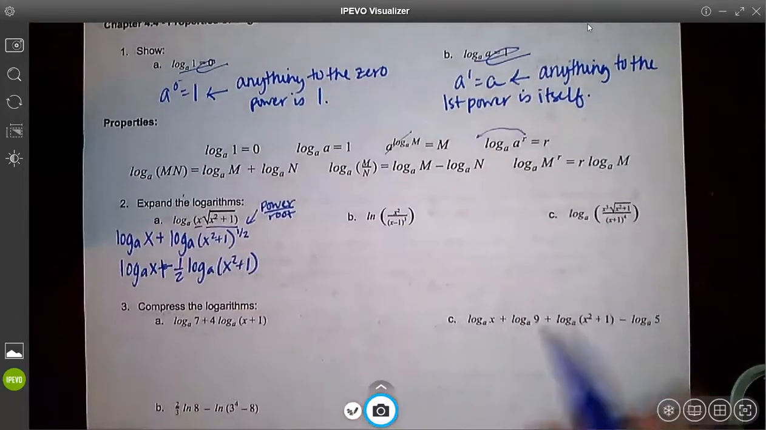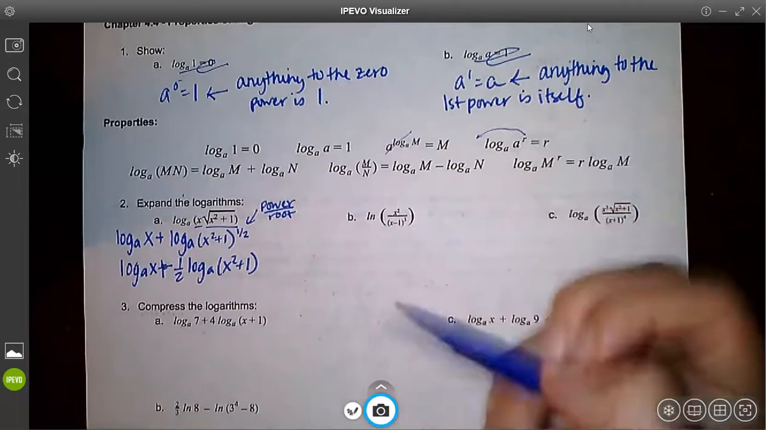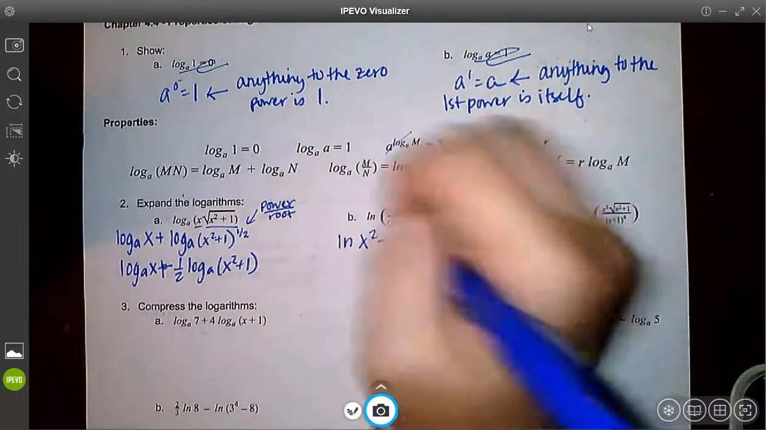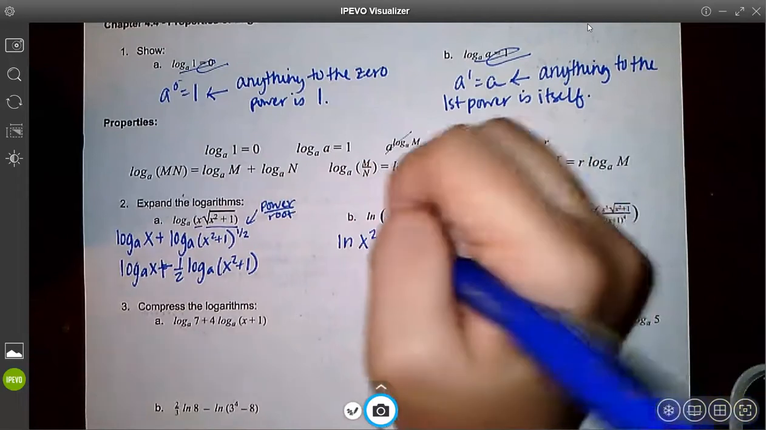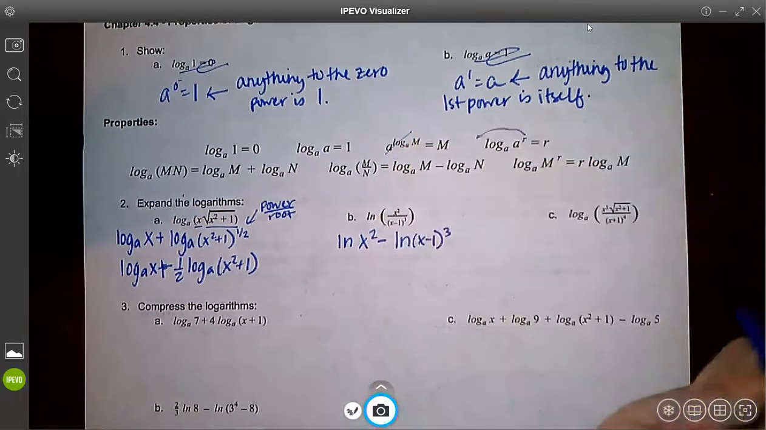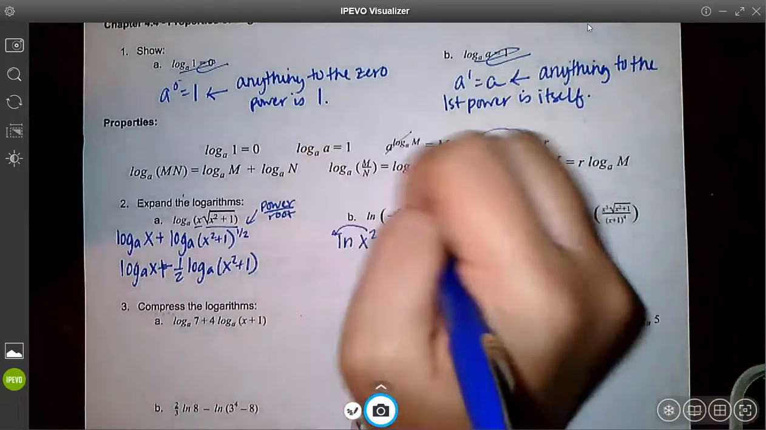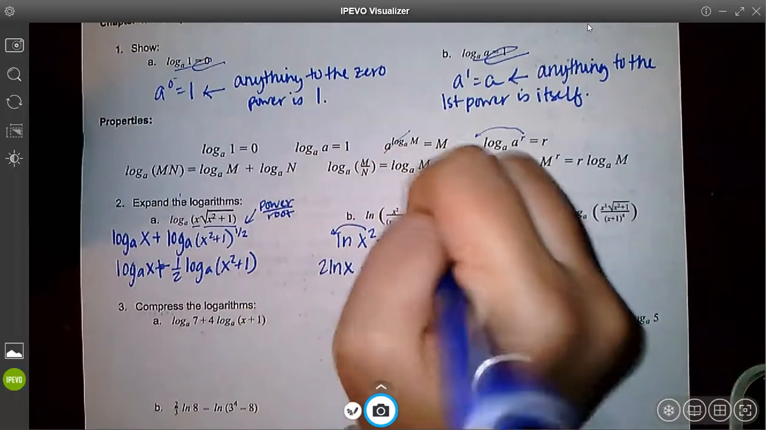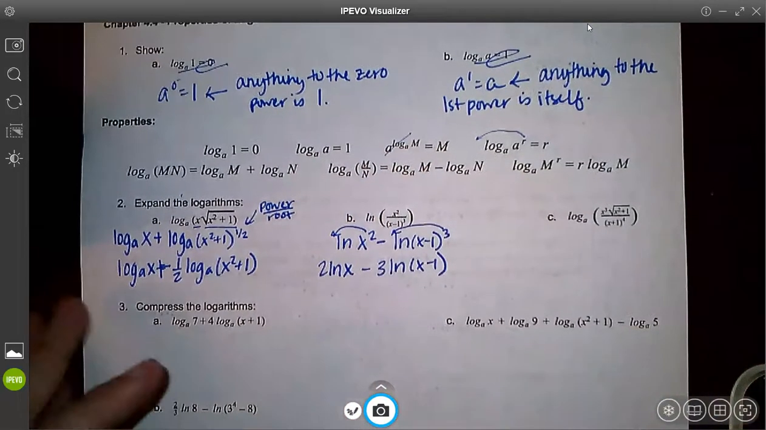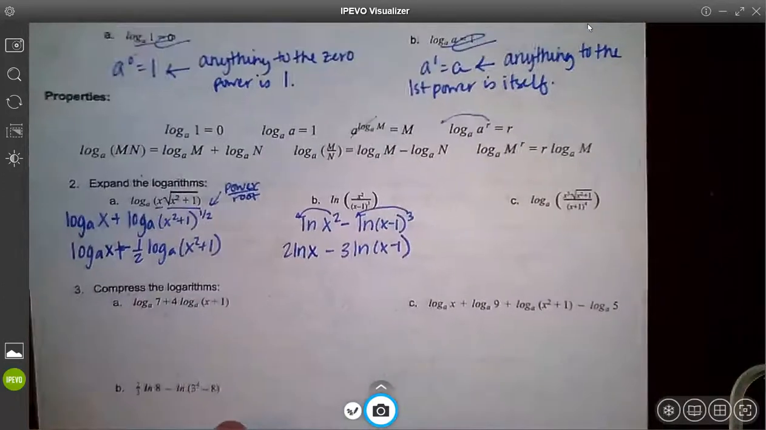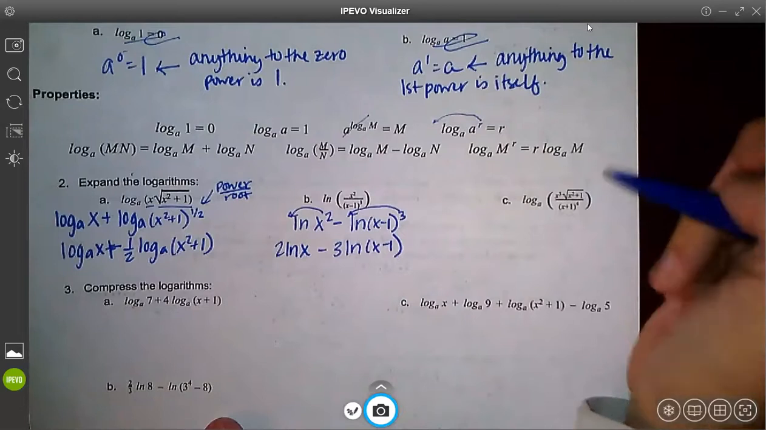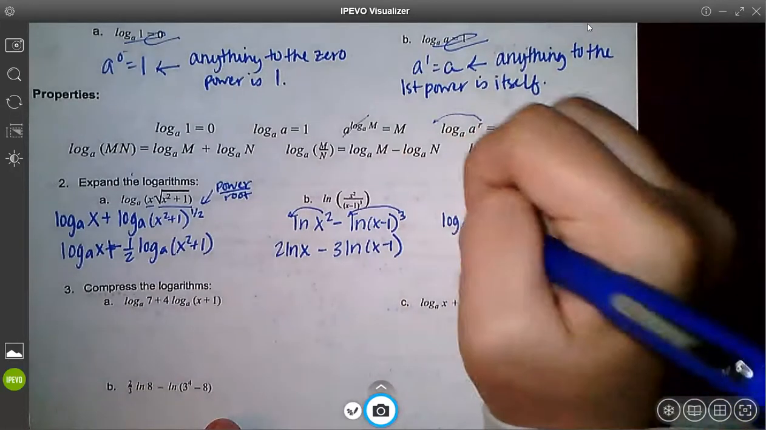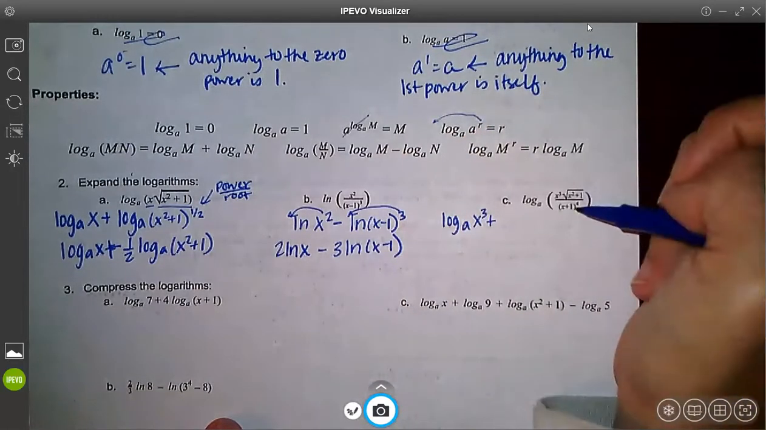Here, I have the natural log, I have a quotient, so I'm going to subtract the natural logs. Then the natural log of x squared minus the natural log of x minus 1 to the third. Use your power rules, and you get 2 natural log of x minus 3 natural log of x minus 1. And then the last one that we're going to do, same situation, just a little bit more. So I have a log base a of x cubed plus, if it's on the numerator, it's positive. If it's on the denominator, it's negative.